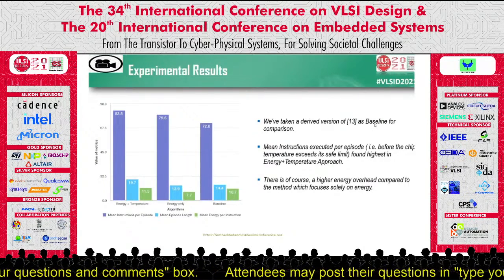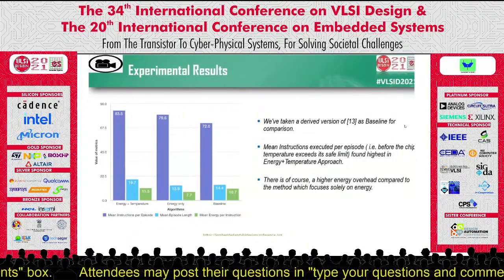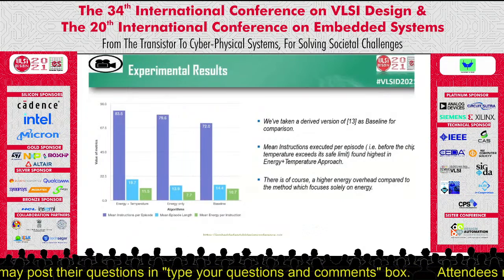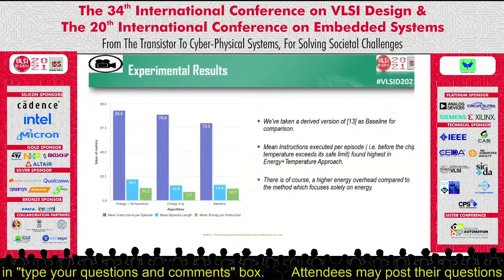This means that the processor can execute a large number of tasks while keeping the temperature below the safety limit. There is, of course, a higher energy overhead compared to the method which focuses solely on energy.